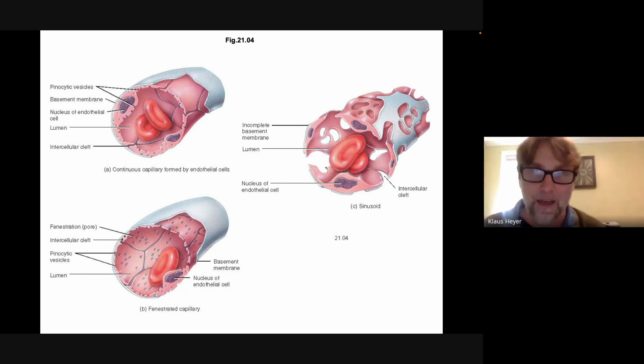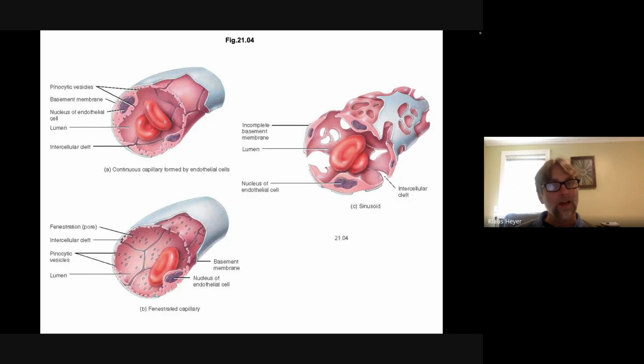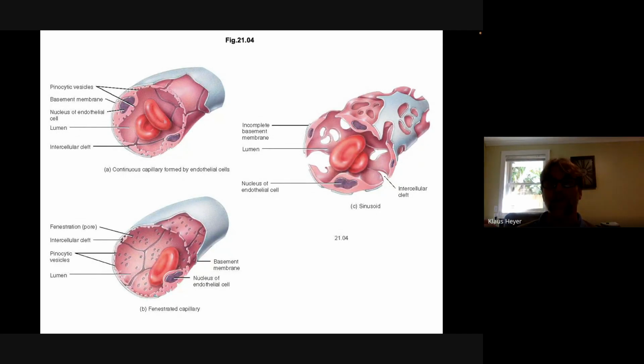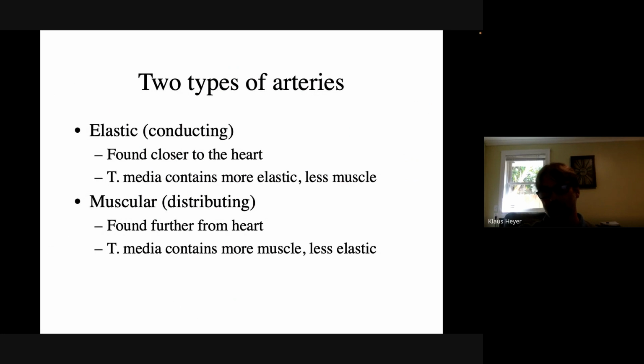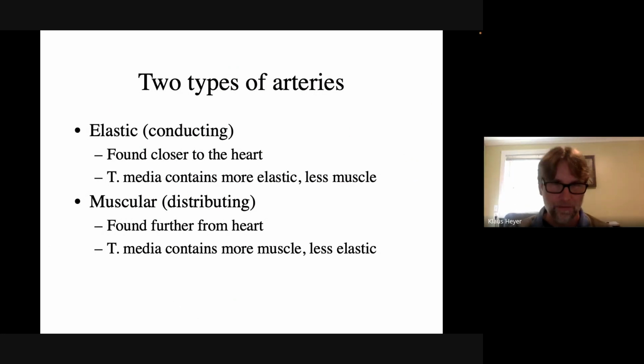Well, there's 3 types of capillaries. That's all I have. Now I want you to start writing down the types of capillaries. This is stuff that I'll ask you test questions about. The first thing I would ask you a question about is the types of arteries. That's a small, easy question.